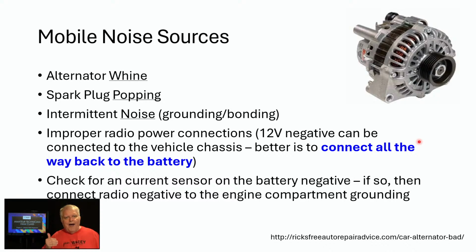When you hook up the power to your radio, you always want to connect all the way back to the battery, as close to that as possible, and also the negative as well, so that you eliminate a lot of noise that might be coming from the body of the vehicle. And there may be a current sensor on the battery negative in your car, so that may impact where you ground the power lead from the mobile radio. Again, if you don't know what you're doing, find somebody who does, or a friend in the ham club that can help you out.